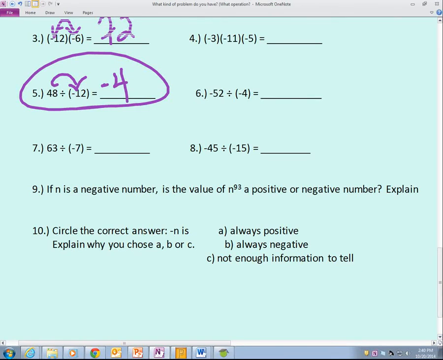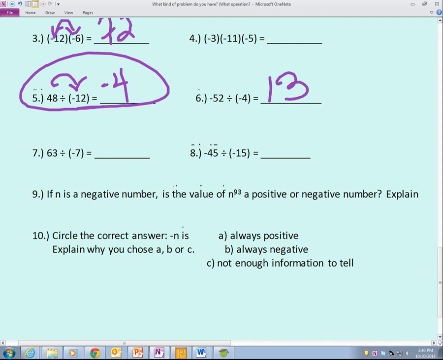Next one, we have negative 52 and a negative 4, which is going to be a positive because it's a negative divided by a negative. Comes out to be positive. Which is going to be what? Somebody raise your hand. Yes, Max. 13. Then we have a negative 63 divided by negative 7. And I know my math facts, so I know that's negative 9.